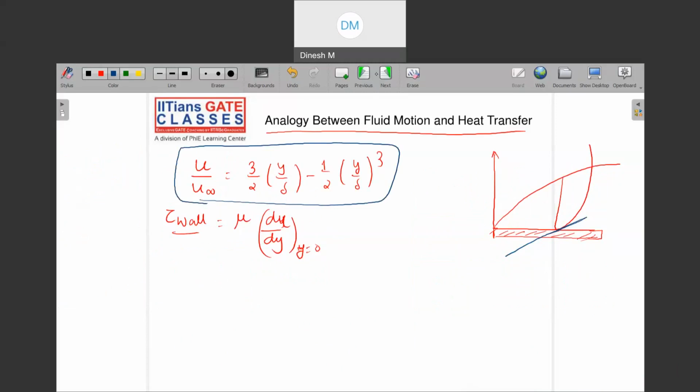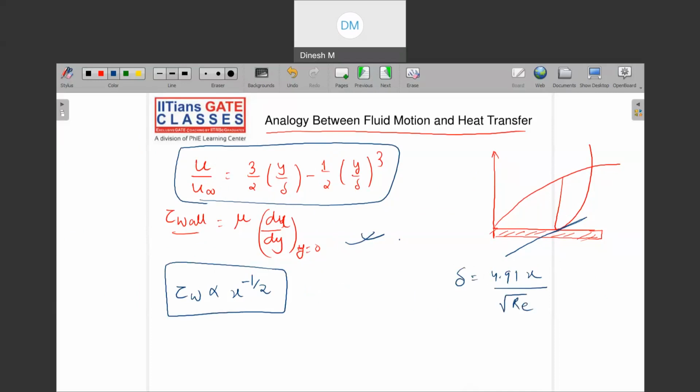Your tau w is directly proportional to x to the power minus 1 by 2. This is one thing which we will be able to judge from here. We have done this by taking du by dy, then putting y equal to 0. And what about delta? Delta here is 4.91 into x upon root over Rex.